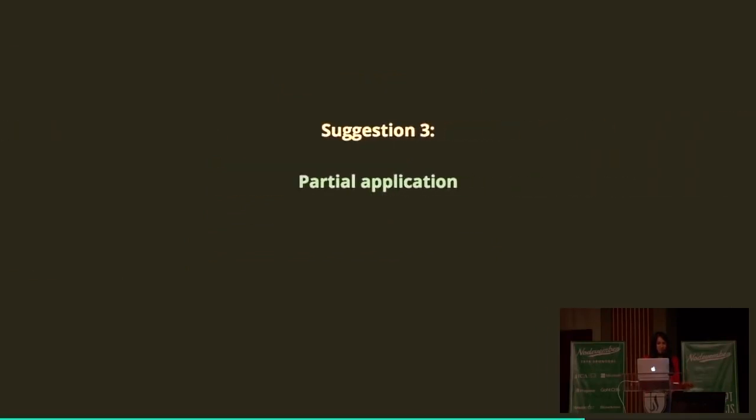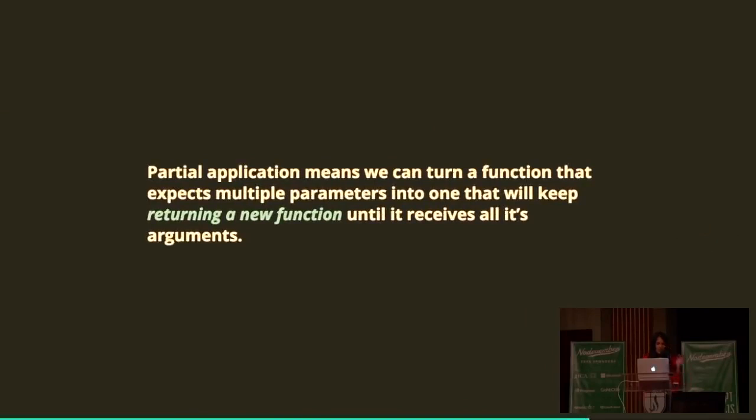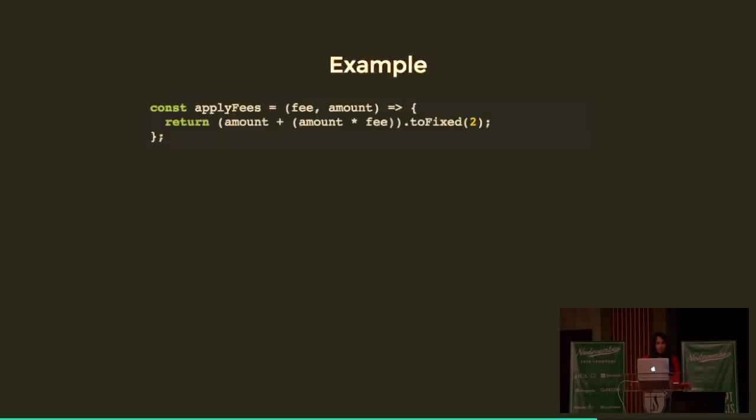Suggestion 3, partial application. So first, the definition. Partial application means we can turn a function that expects multiple parameters into one that will keep returning a new function until it receives all its arguments. This is a mouthful and hard to picture until you see an example. So I'm going to jump right into an example.